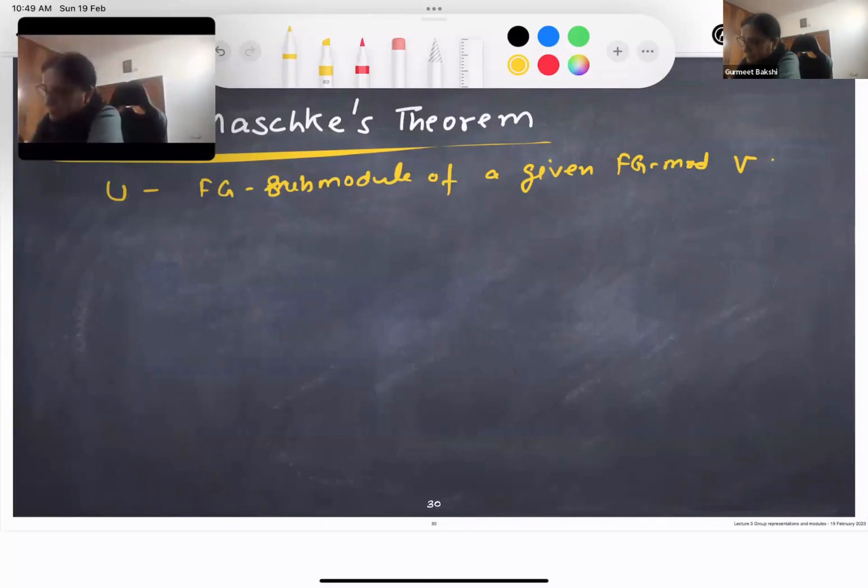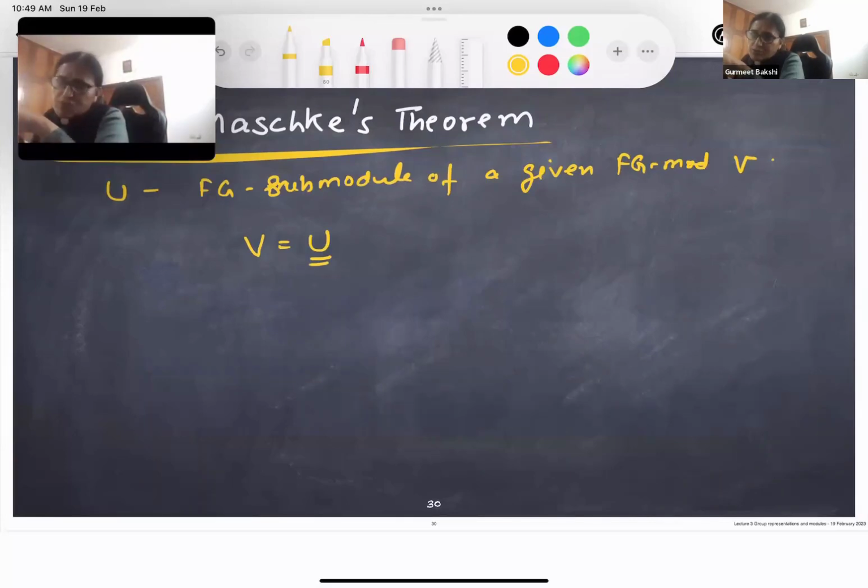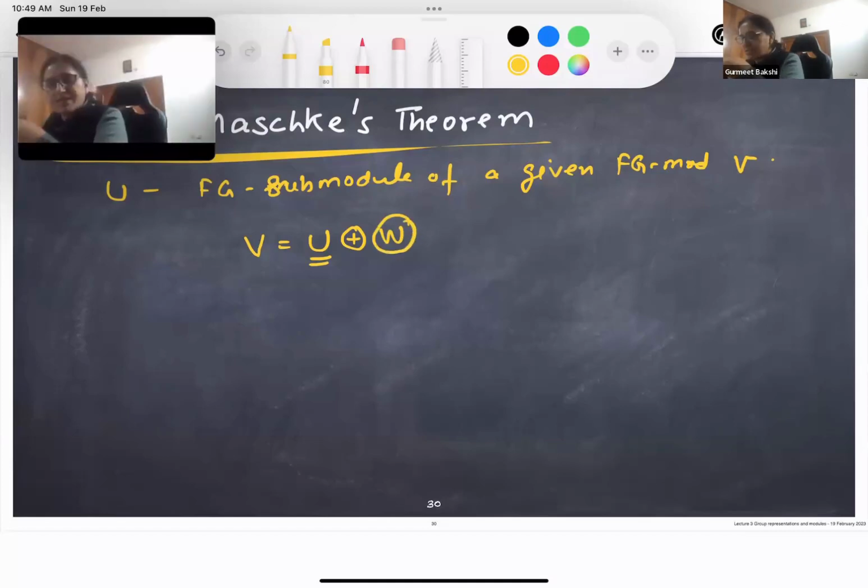You see, F complement you can find directly by extending a basis of V. Suppose you have a basis of U, say U1, U2, ..., UM, and you can extend it to a basis of V. And so you can always find an F subspace such that V is U direct sum with that F subspace. That is possible. But what you want is that this is an FG submodule, right? This is my issue.